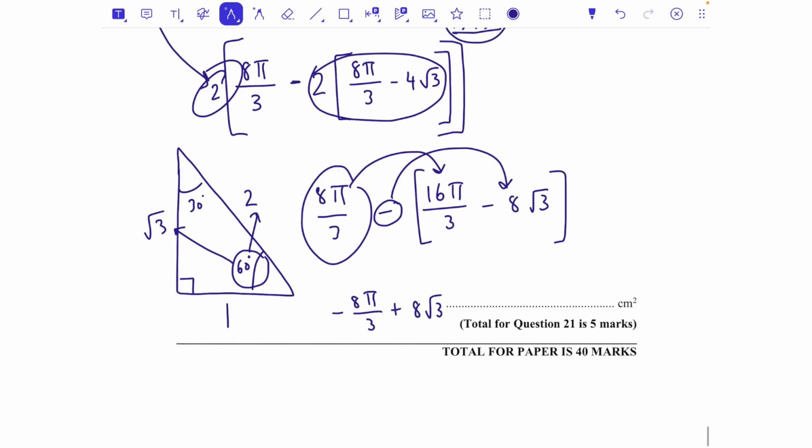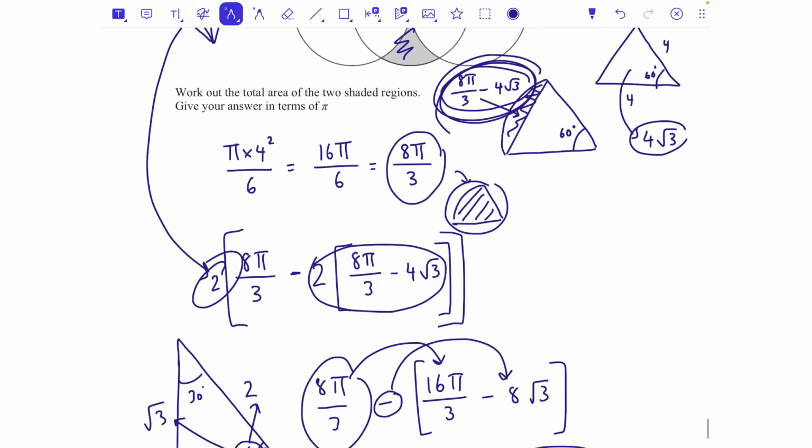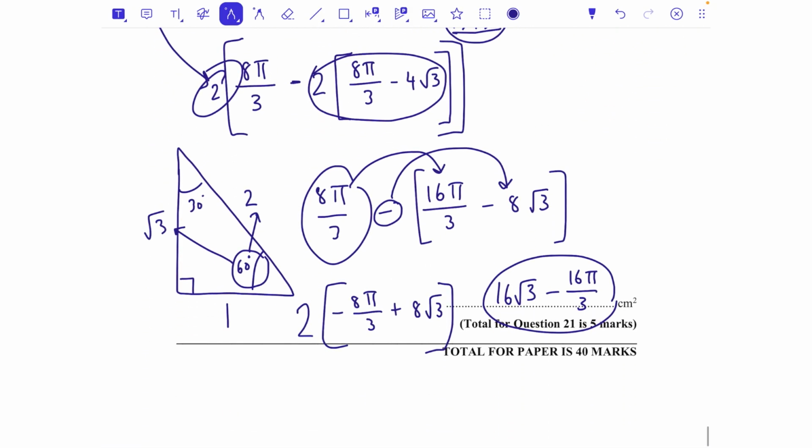So my final answer, I'm actually going to flip it round because I want the positive bit first, is going to be 16 root 3 minus 16 pi over 3. There we go. What format were we asked to leave it in? No, that's it. Give your answer in terms of pi. So that is it. A very, very, very tricky paper, I think.